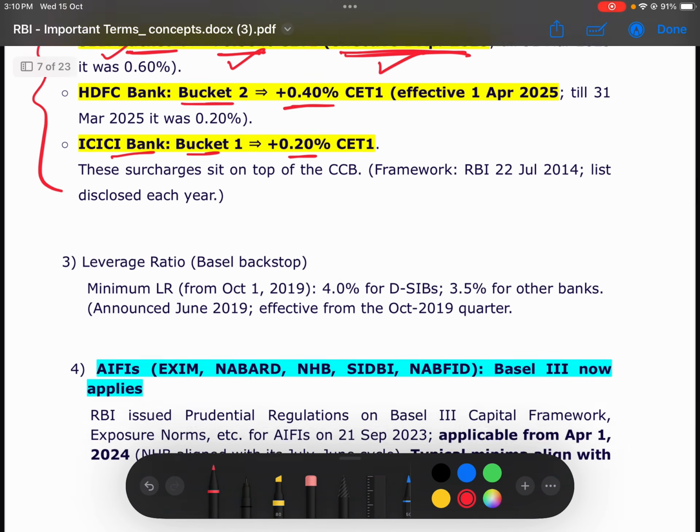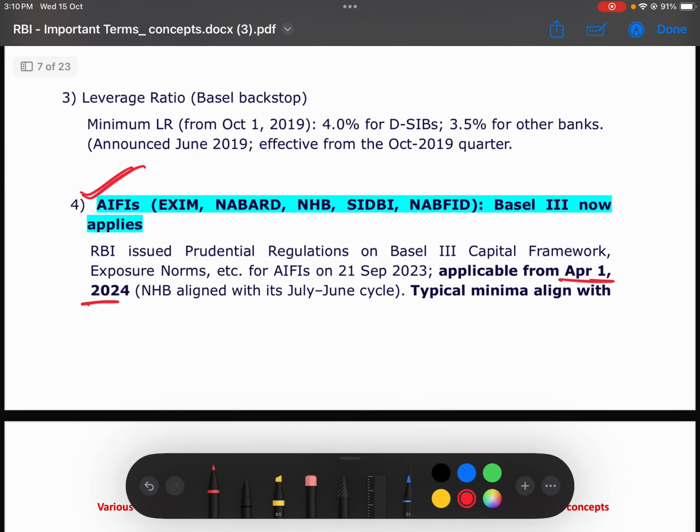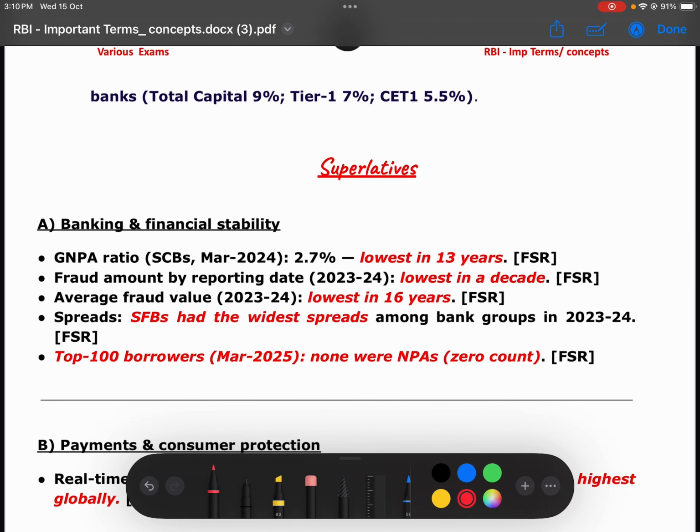From 1st April 2024, RBI issued prudential regulations on Basel 3, in which all India financial institutions are also covered, like Exim, NABARD, NHB, SIDBI, etc. Now there are some other important things. RBI publishes the FSR, Financial Stability Report. It is published twice a year. One is Trend and Progress of Banking, which is a yearly report. Then the annual report, and some other things.